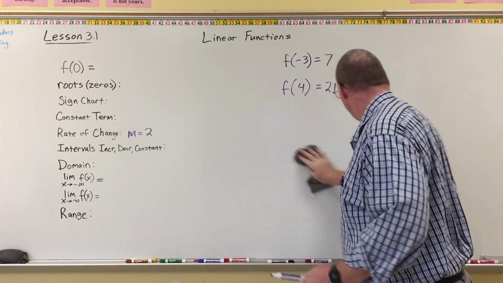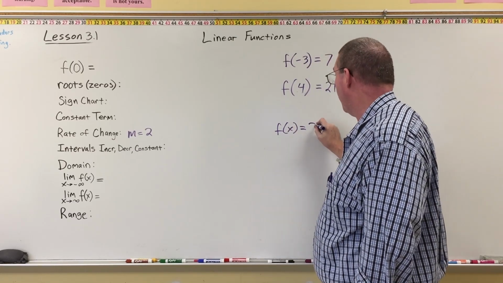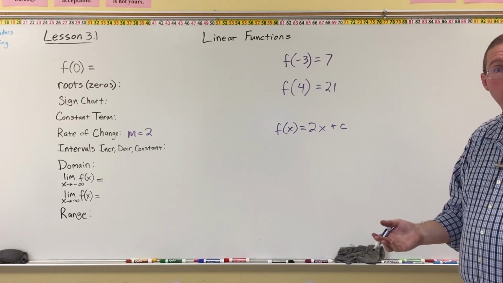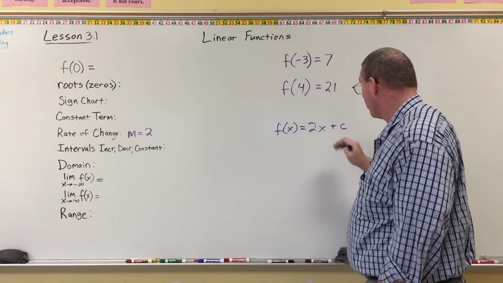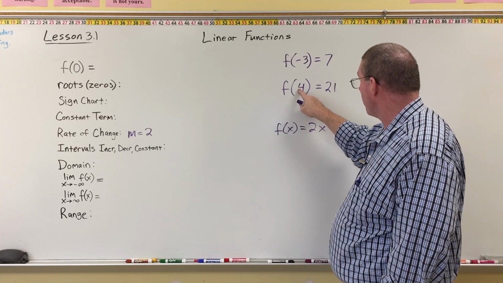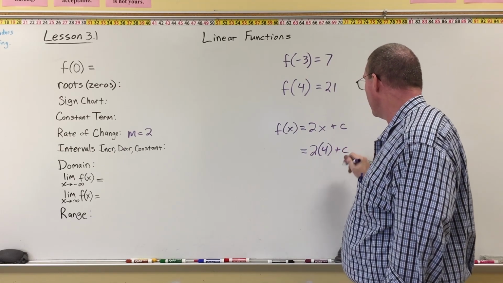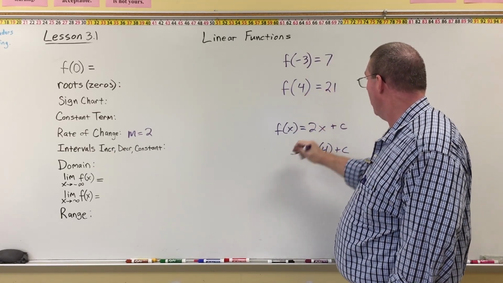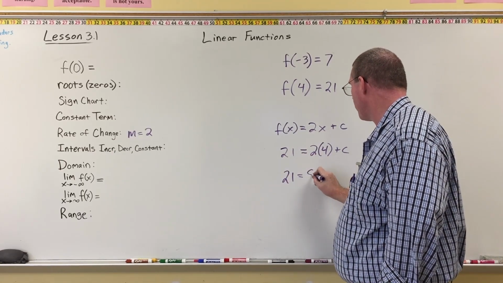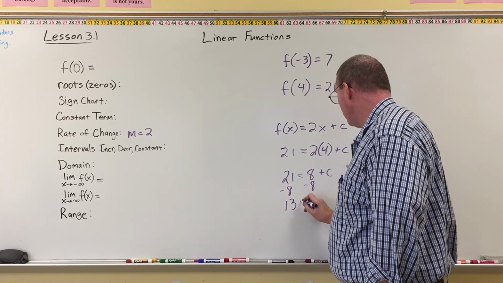So I'm going to set up my linear function. We know that f of x is going to be equal to the rate of change, 2, times x, plus c, the constant term that we don't know about. That's what we're going to try and solve for. We're going to use this point, so our x is equal to 4, so f of 4 equals 2 times 4 plus c, and f of 4 is equal to 21, so we put our y value here, 21. And so now we have 21 is equal to 2 times 4, which is 8, plus c. Now we're going to subtract 8 from both sides, and we get 13 is equal to c.